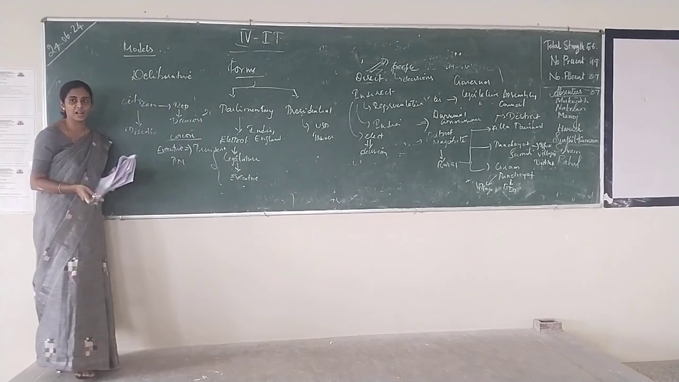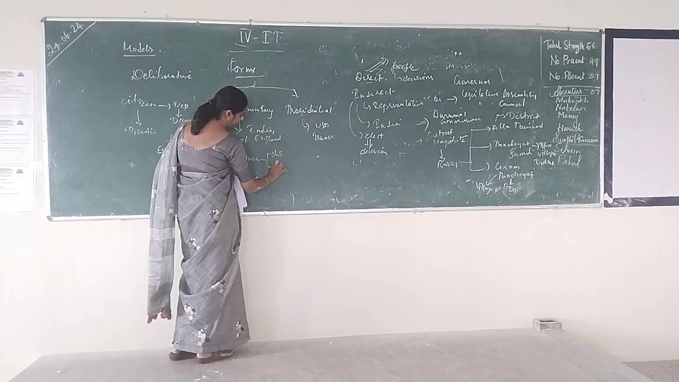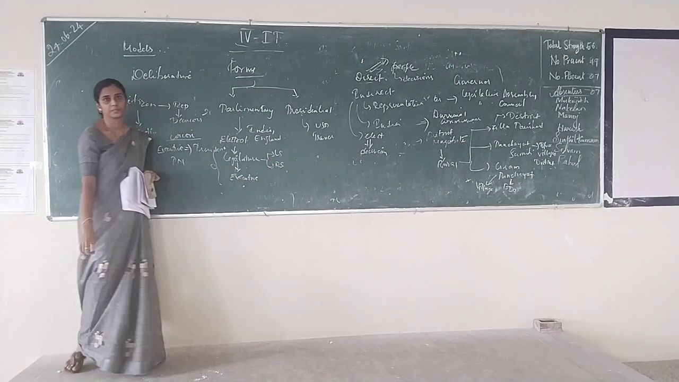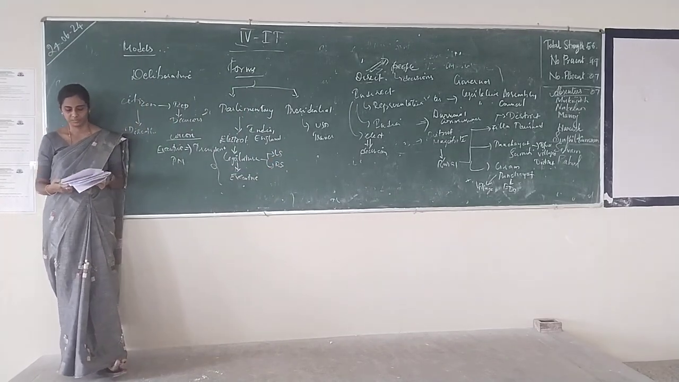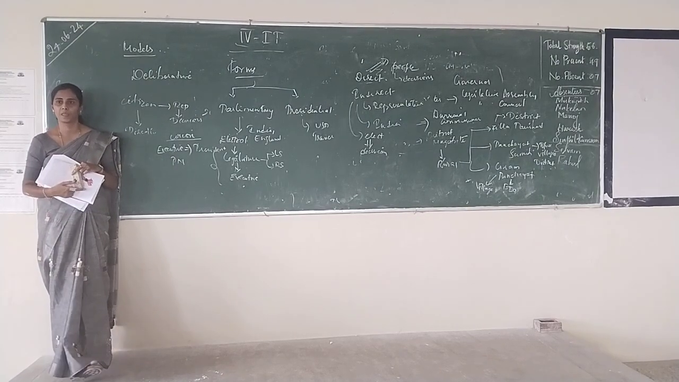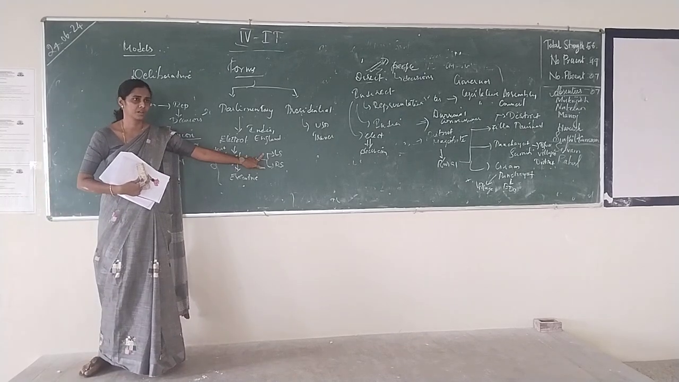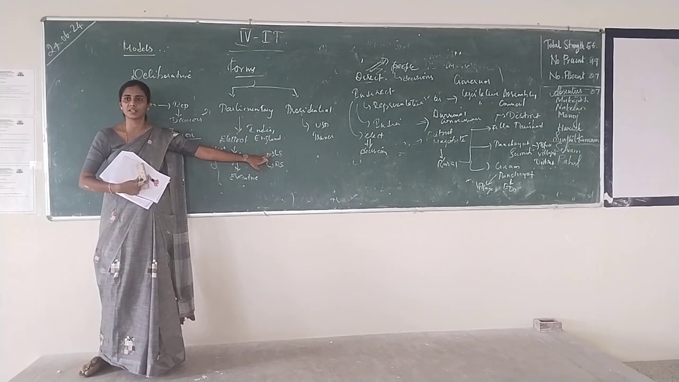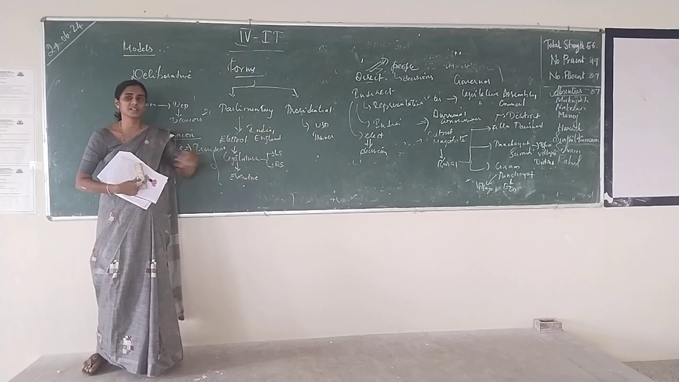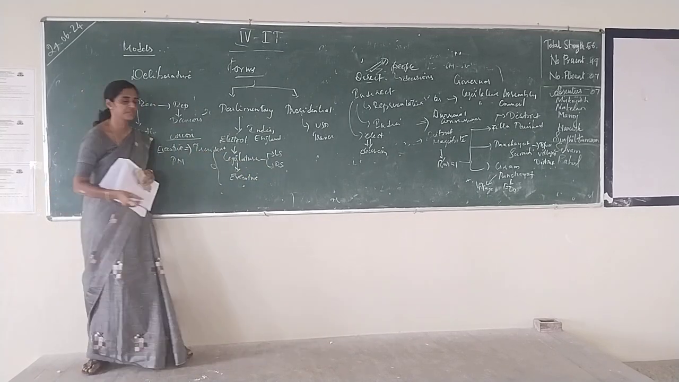In the legislature, you have Lok Sabha and Rajya Sabha. Lok Sabha is called the House of the People, the People's House. Whereas Rajya Sabha is the Council of States.